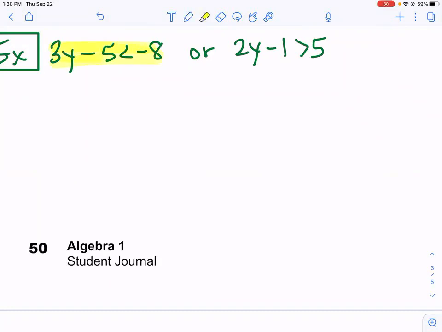First one right here. Let's start with this one. Colin, what do I do first? Put 5. So 3y is less than -3. I have a question, Seth. When I divide by 3, do I need to flip the sign? No. Okay, I am not dividing by a negative.